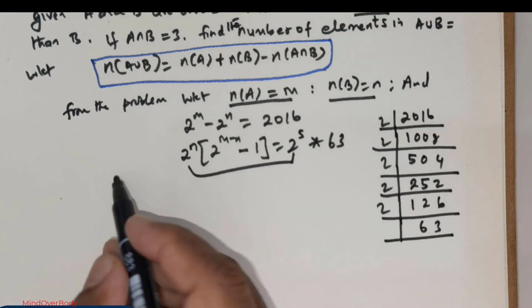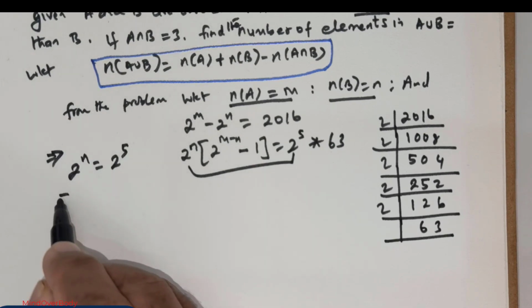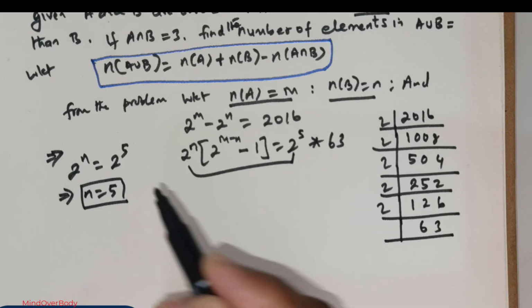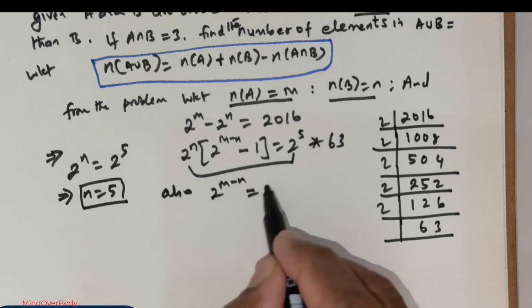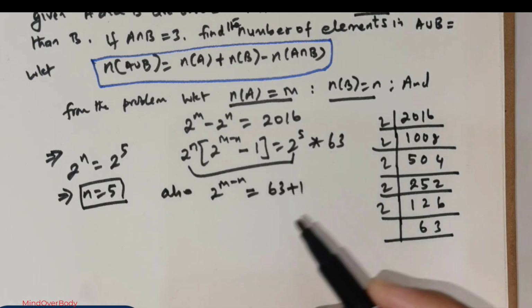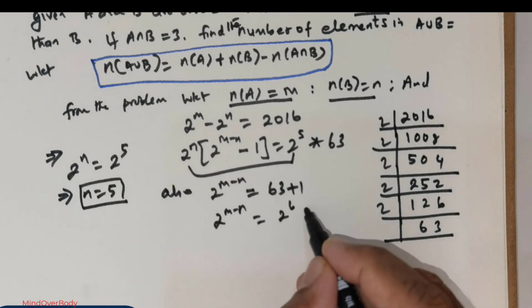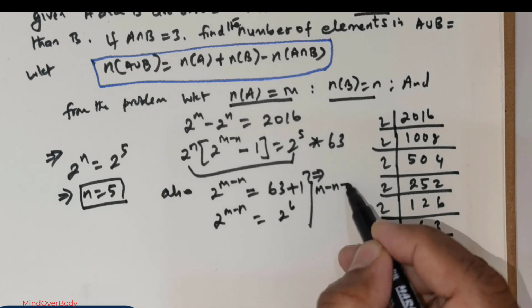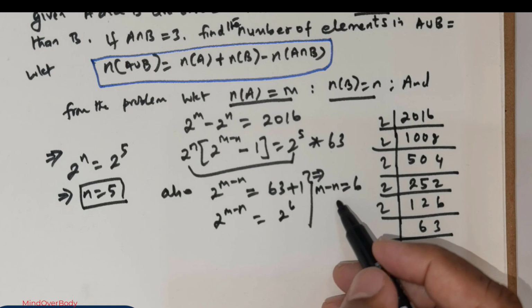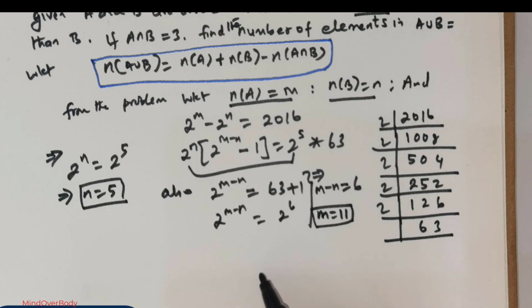So I can equate these two together, so this would mean 2 raised to the power of n is equal to 2 raised to the power of 5. So this means n is equal to 5, so you've got that value. Now also 2 raised to the power of m negative n is equal to 63 plus 1, which means 2 raised to the power of m negative n is equal to 64. 64 means 2 power 6. So this will mean m negative n is equal to 6, and n is already 5, so m will be equal to 11. So I've got the value for m as well as for n.